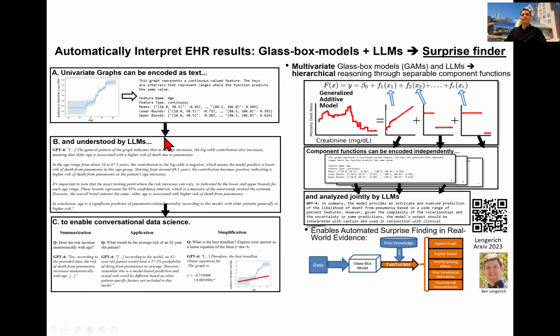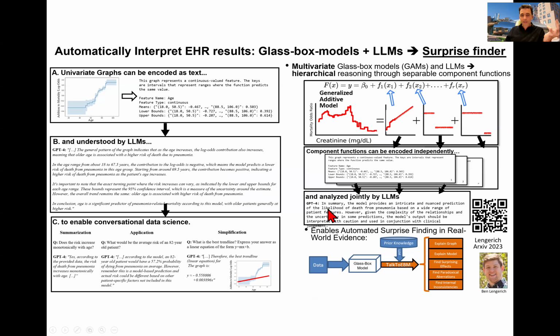Okay, so we can basically now unleash these very transparent glass box additive models, feed them into an AI, and basically say, does the risk increase monotonically with age? Yes, according to the data, the risk of death from pneumonia increases monotonically. Or what would the average risk of an 82-year-old patient be? What is the best trend line? Explain your answer in a linear equation in the form of, etc. Okay, so you can basically treat the system in a way that allows you to now start interpreting this.